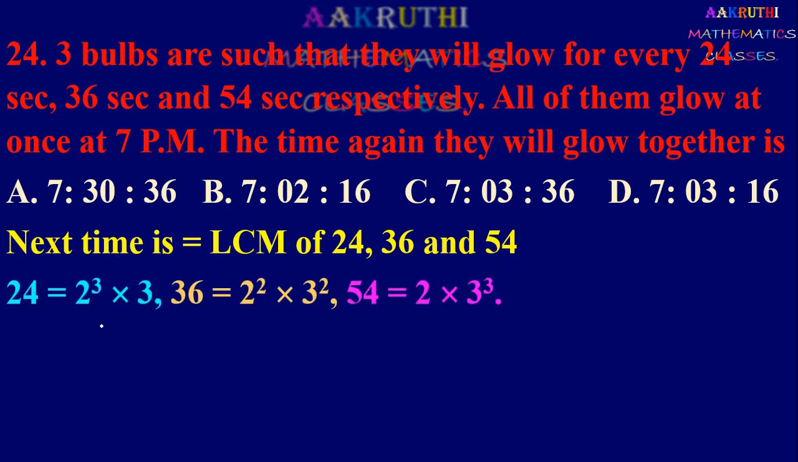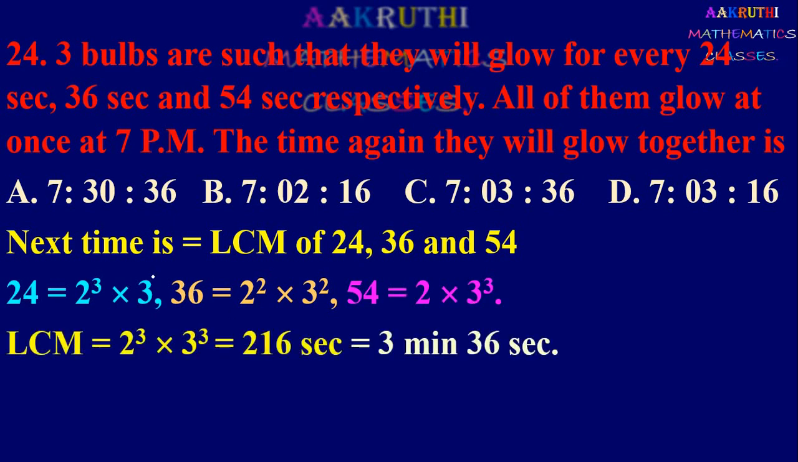So here 24 can be written as 8 into 3, which is 2 cube into 3. And 36 can be written as 9 into 4, which is 2 square into 3 square. And 54 equals 27 into 2, which is 2 into 3 cube. So here we have 2 cube, 2 square and 2. So the LCM takes 2 cube, and here we have 3 square and 3 cube, so it takes 3 cube. Therefore, the LCM of the numbers is 2 cube into 3 cube, which is 8 into 27, which is 216 seconds.